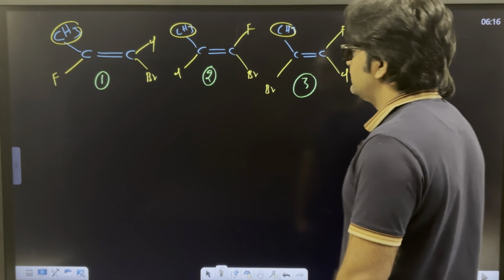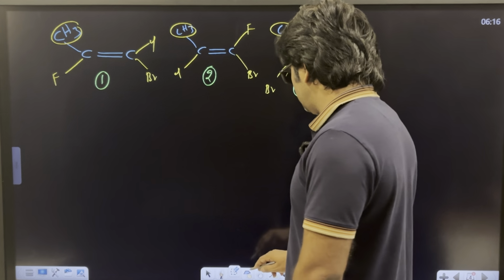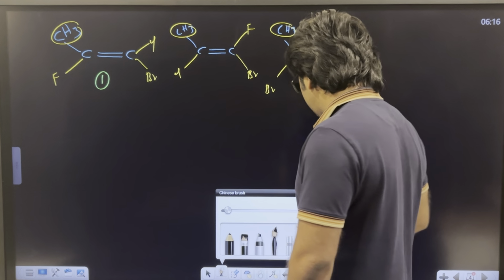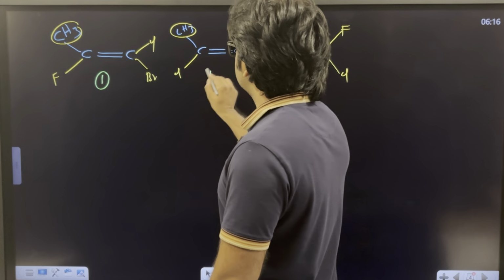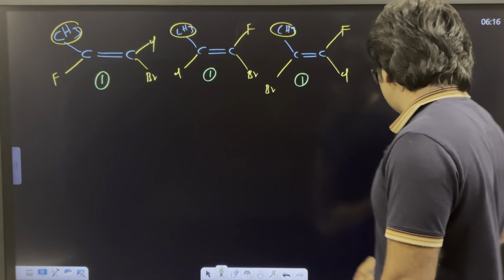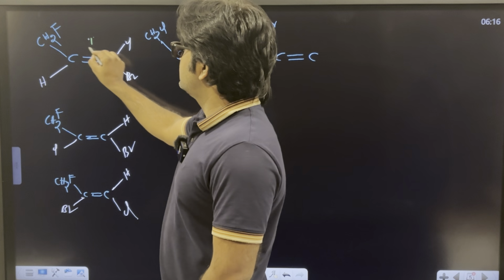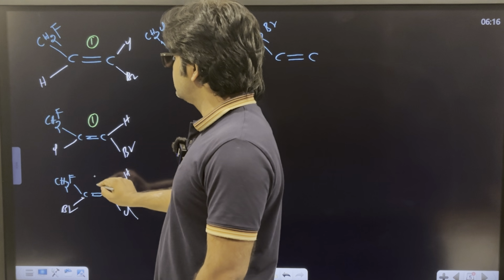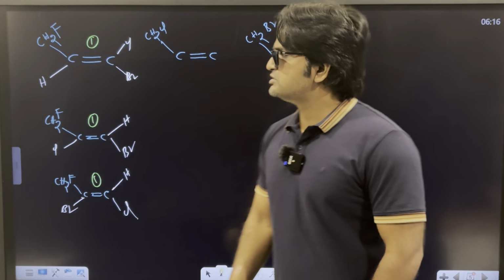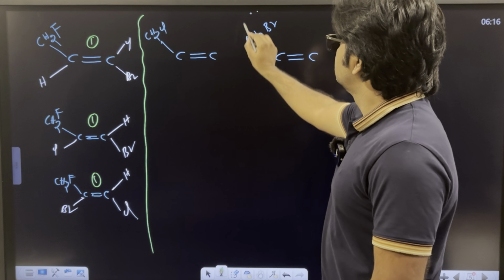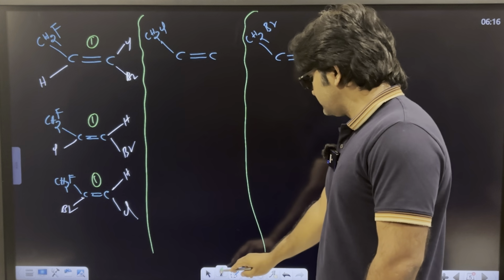Otherwise, let me do one thing here. Instead of writing 1, 2, 3, let me take 1, 1, 1, just to calculate the total number of geometrical isomers. Now one molecule, again here also one molecule. And this one shows geometrical isomerism, again geometrical isomerism. Like that, try to arrange atoms from the second structure.